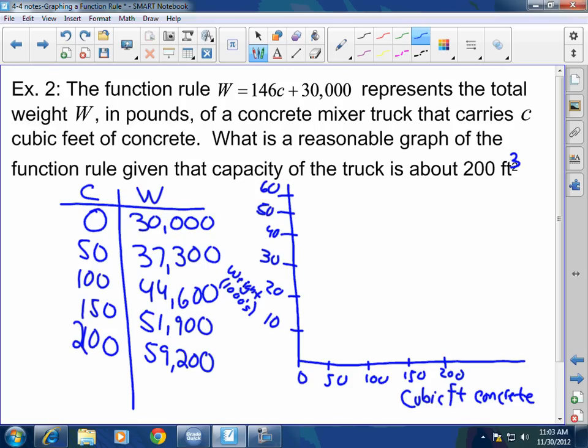Now, the truck weighs by itself 30,000 when there's 0 cubic feet of concrete in the truck. When there's 50 cubic feet, it's 37,300. In this particular case, you're going to have to do an estimate. So it's about here, roughly. At 100, it's 44,600. So about an estimate, it's about like right there. At 150 cubic feet, it's 51,900, so it's right over the 50,000. And then at 200 cubic feet, it's 59,200, which is just right under. And there you go.